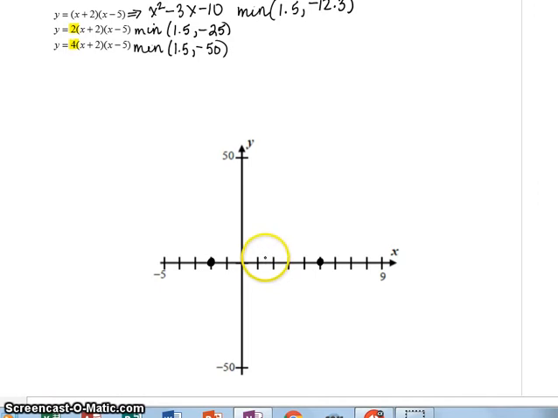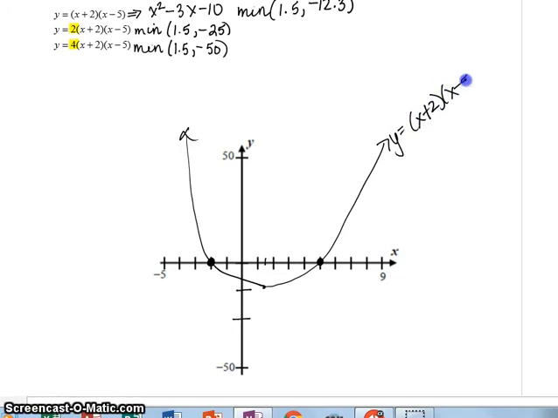So at 1.5, there's 1.5 right there, I have to be down at -12.3. So this would be 25. Okay, this would be 12.5. So it's going to be a little less than that right here. Okay, so here's my first graph. My first graph is going to look like a quadratic that does like this. Okay, so this is y equals x plus 2 times the quantity x minus 5.